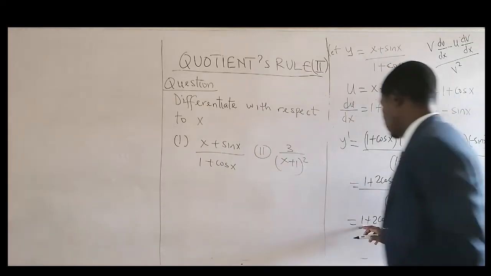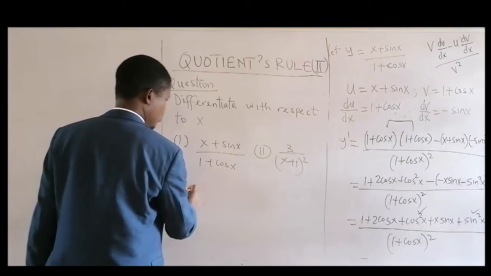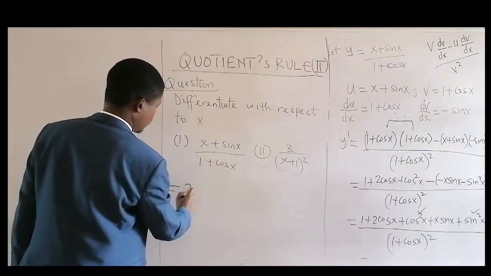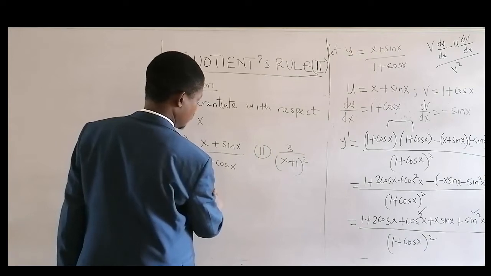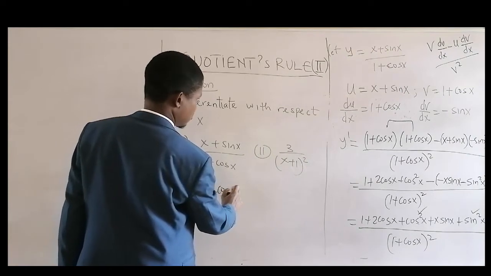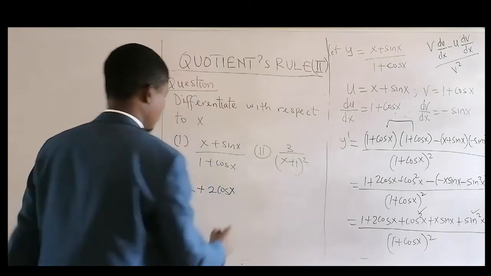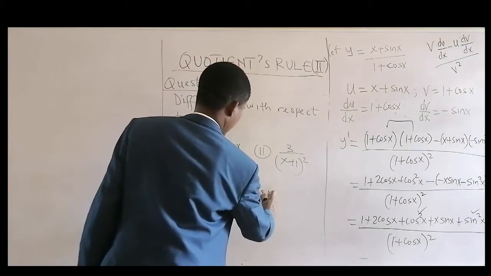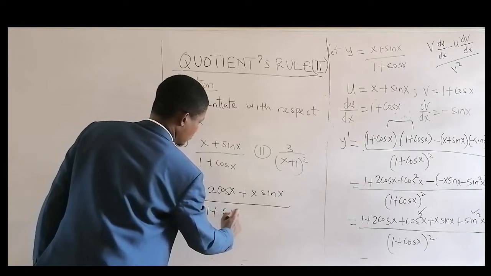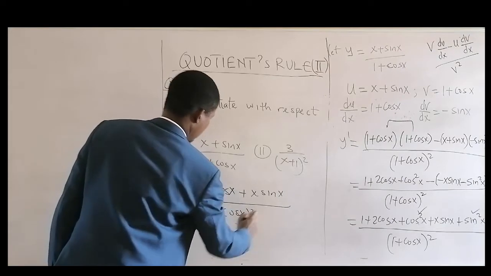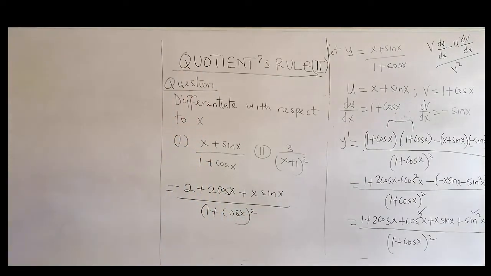So 1 plus 1, I have 2 here. So my answer to this will be equal to 2 plus 2 cos x plus x sin x all over 1 plus cos x squared. Okay? 1 plus cos x squared.